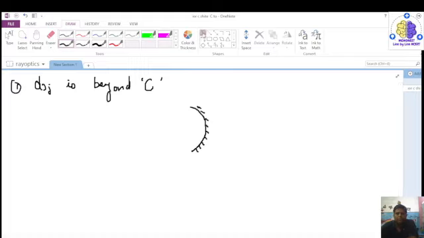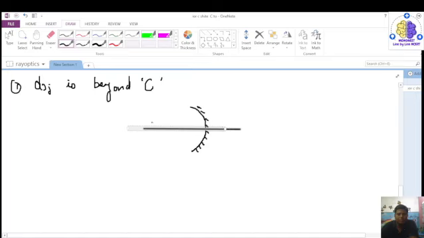Let me take the principal axis like this. This is the principal axis. Okay, and let me mark this point as the center of curvature and this point as the focus. So the object is placed beyond the center of curvature.